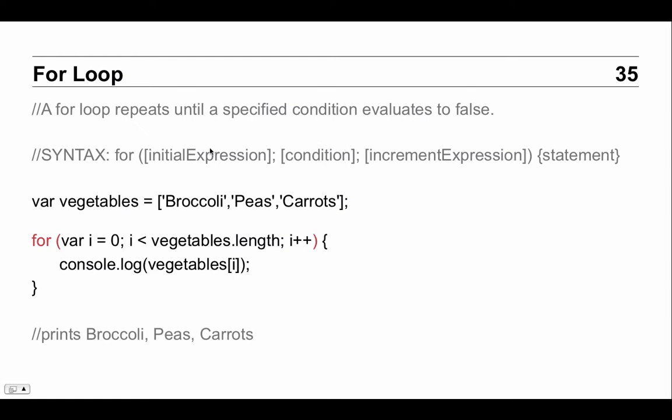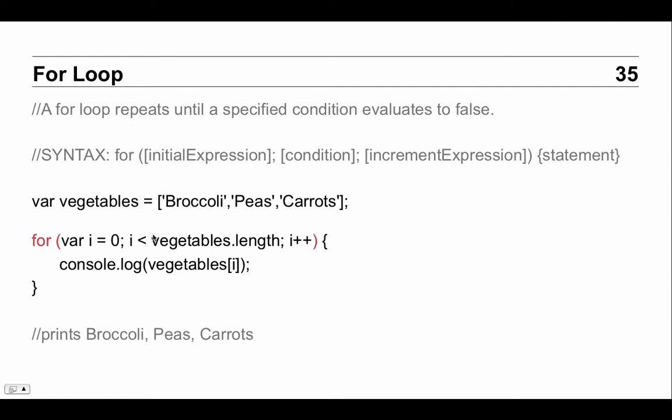Okay, so let's take a look at an example of this. Let's create a variable called vegetables, and we're going to set it equal to the array broccolis, peas, and carrots. Then using our for loop, we say for, and here we can see var i = 0 is our initial expression, which is creating a variable i, which stands for increment, and this is set to 0. So this will always start off counting at 0. Then we have a condition that it's going to evaluate each time it loops, and in this case it is as long as i is less than the length of the array.